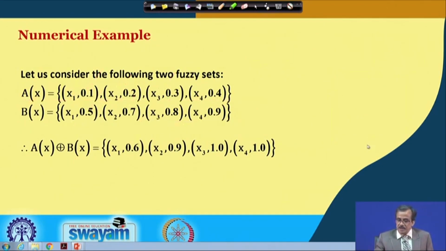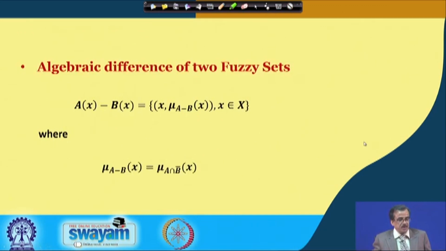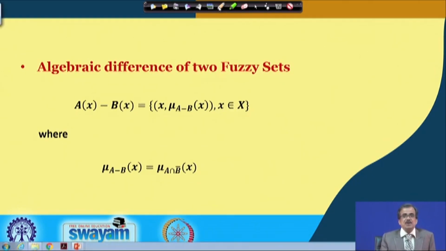Now, let us see how to carry out the algebraic difference between two fuzzy sets. Supposing that I have two fuzzy sets, A(x) and B(x), defined in the same universe of discourse, that is, x belongs to capital X. How do we find the algebraic difference, that is, A(x) minus B(x)?